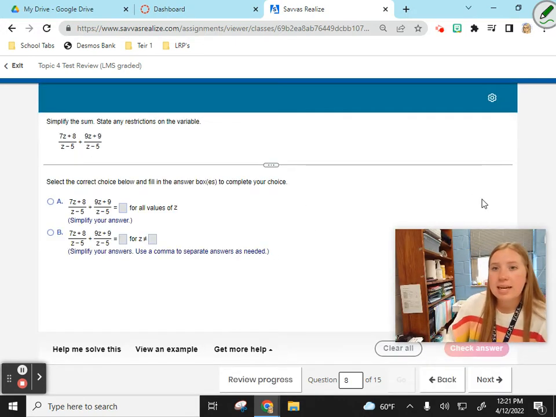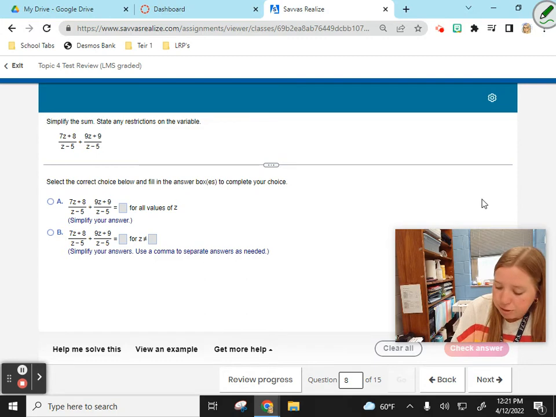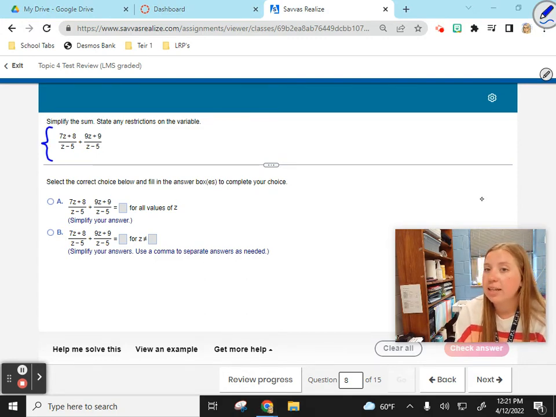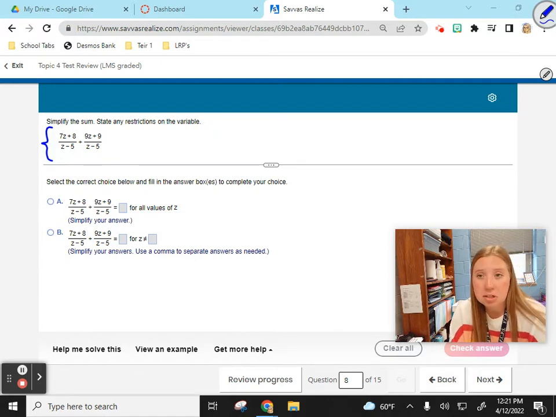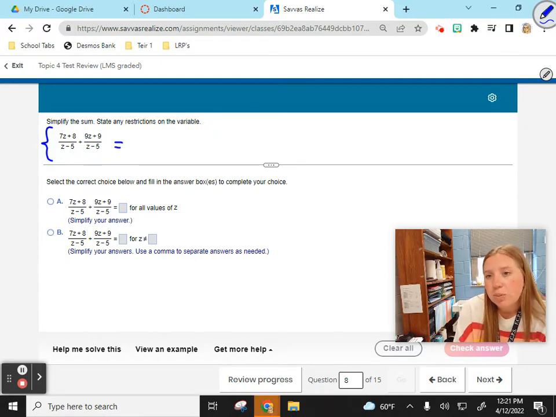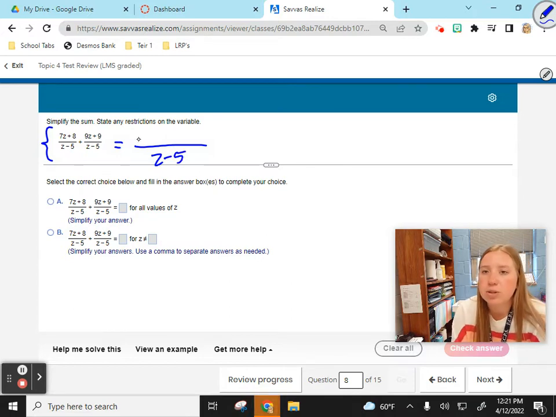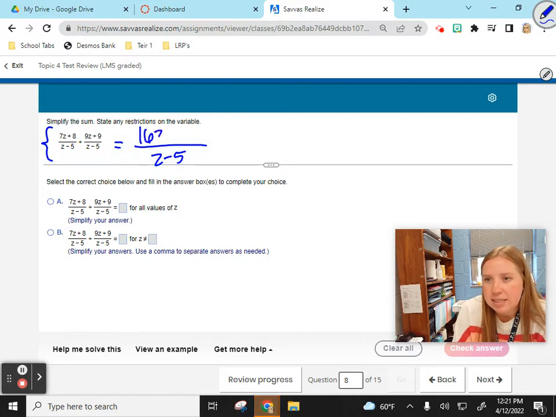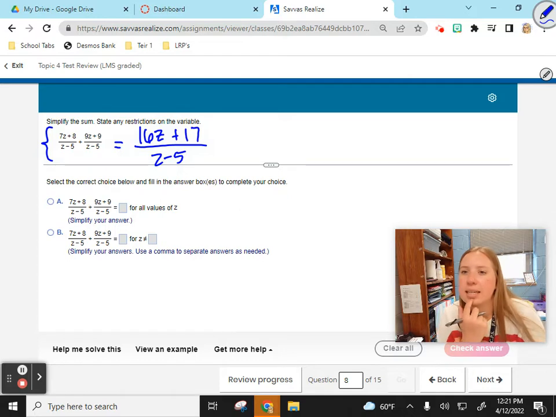Number 8 says simplify the sum, state any restrictions on the variable. So now we are adding fractions together. They have to have a common denominator in order to do so. But we see in our problem, we do have a common denominator. So all is well in the world. I'm going to match up like terms. 7z plus 9z is 16z. 8 plus 9 is 17.